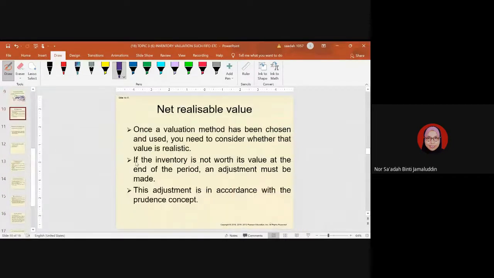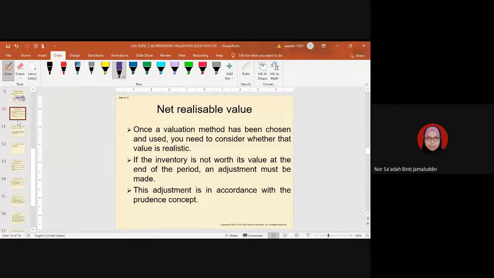This is about the net realizable value. Once a valuation method has been chosen and used, you need to consider whether that value is realistic. So bila awak dah tengok method tu, awak kena decide lah sama ada realistic tak nilai kita. So daripada situ kita boleh decide kita nak guna method mana. If the inventory is not worth its value at the end of the period, an adjustment must be made.